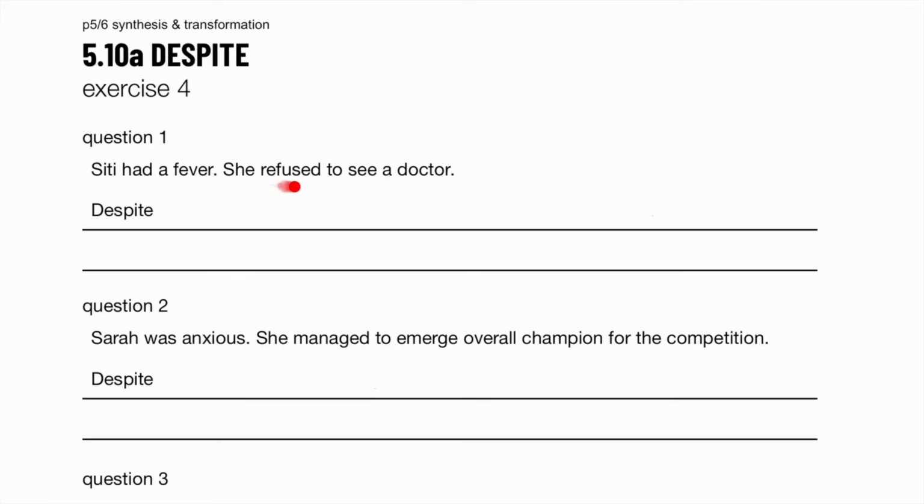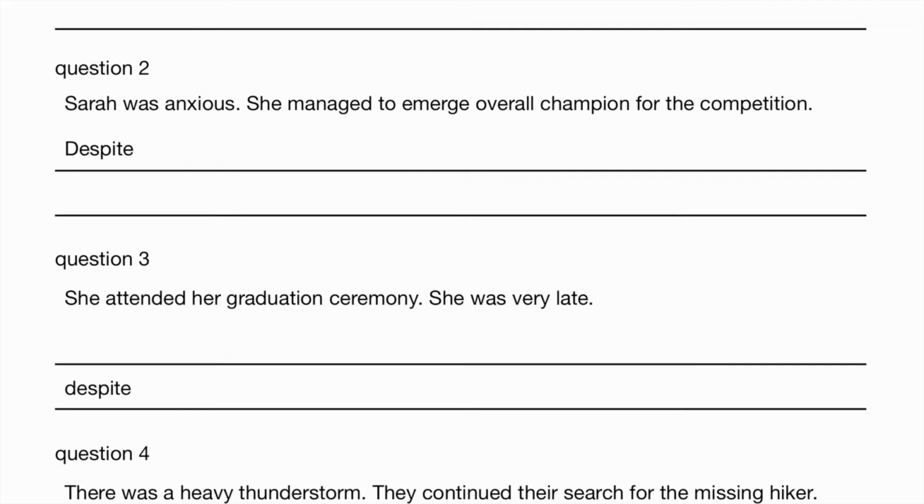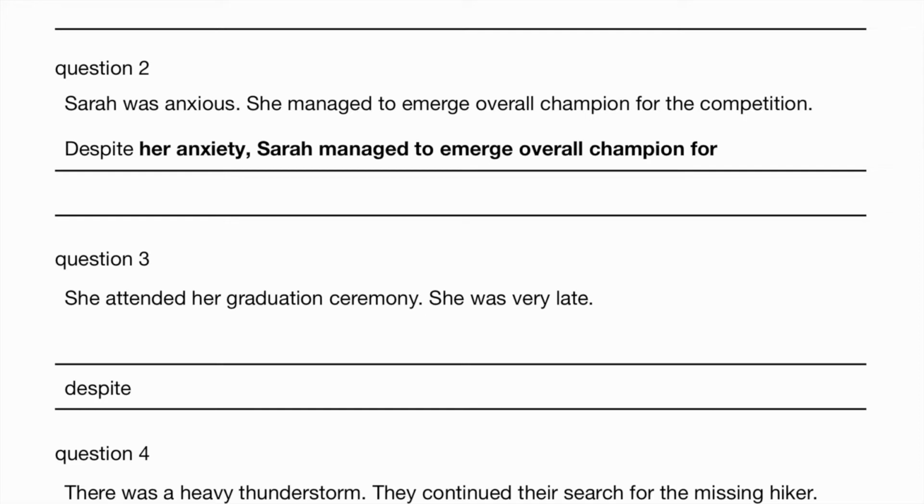Siti had a fever. She refused to see a doctor. So the answer is, despite the fact that Siti had a fever, she refused to see a doctor. Or you can say, despite having a fever, Siti refused to see a doctor. Sarah was anxious. She managed to emerge overall champion for the competition. So despite her anxiety, or despite the fact that she was anxious, Sarah managed to emerge overall champion for the competition.